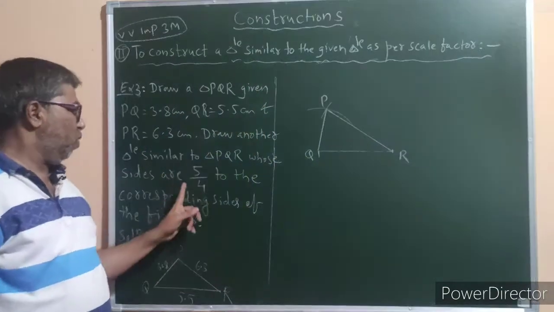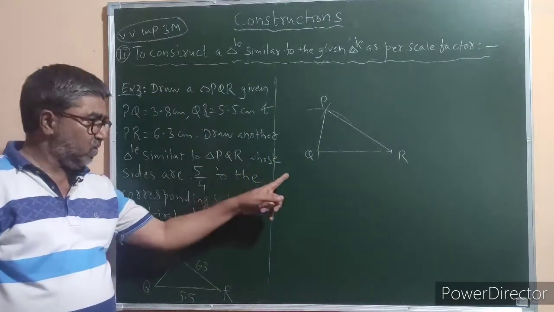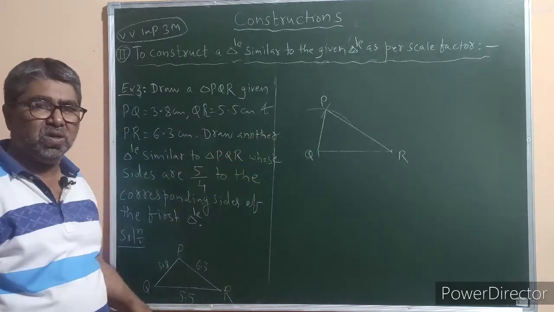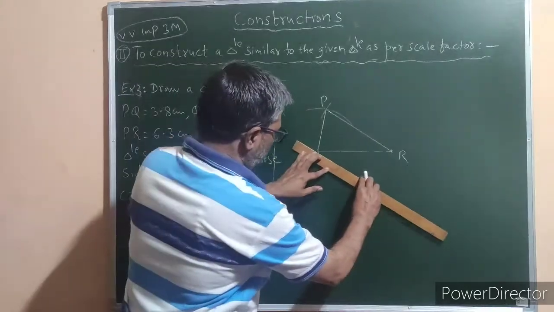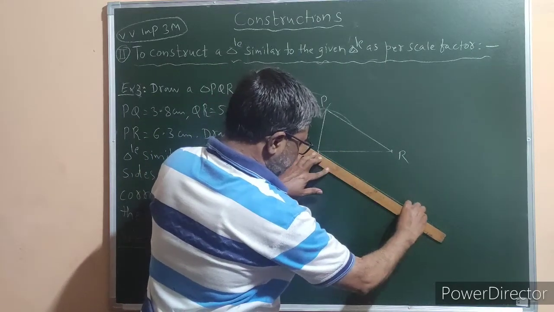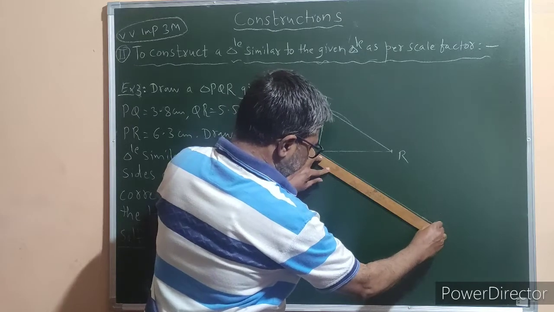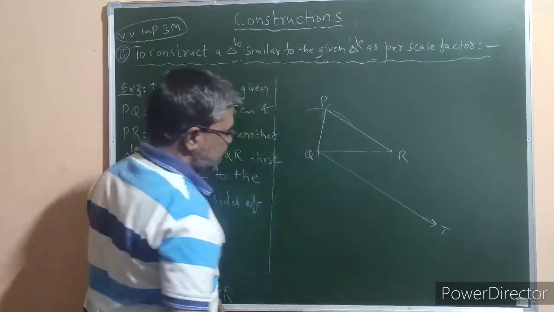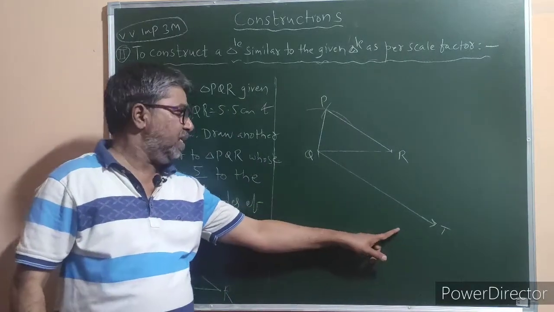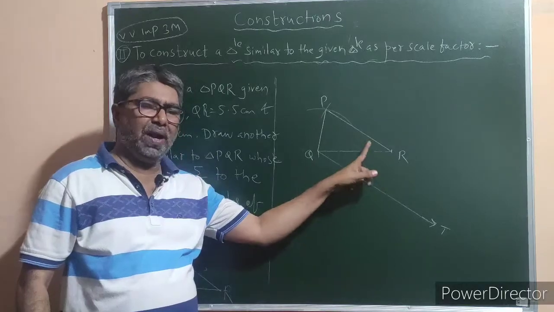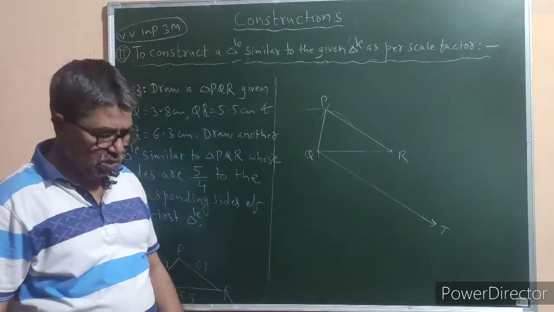Join P to R and P to Q to complete the triangle PQR. Now we are going to construct a triangle similar to this triangle PQR, and for that you have to draw a ray making an acute angle with QR. You name this point as T. So QT is the ray which is making an acute angle with the side QR of triangle PQR.